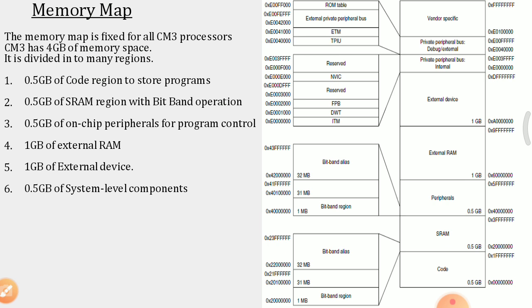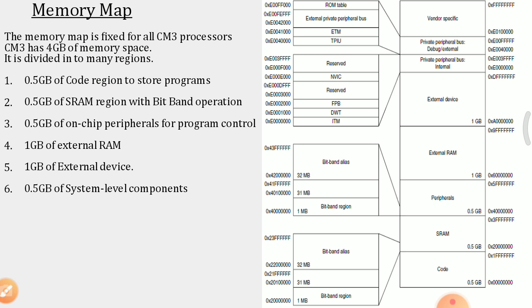So here, in the memory map on the right side of the figure, the 4 GB of memory of the Cortex M3 processor is displayed. This 4 GB of memory is divided into many regions. We will go one by one.